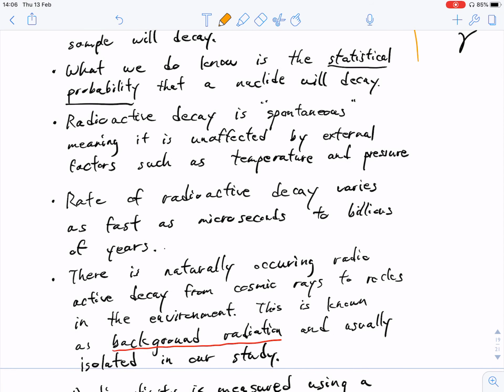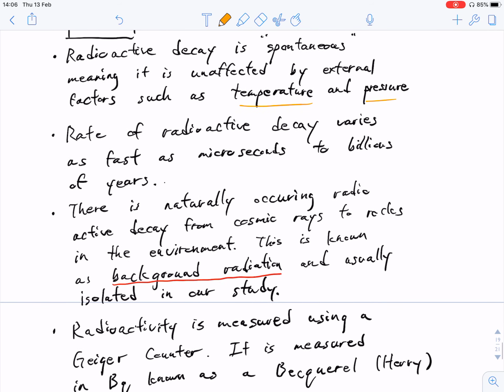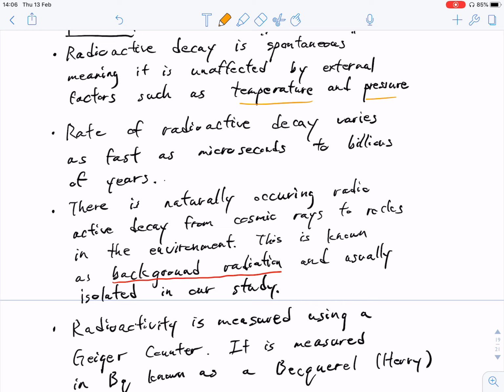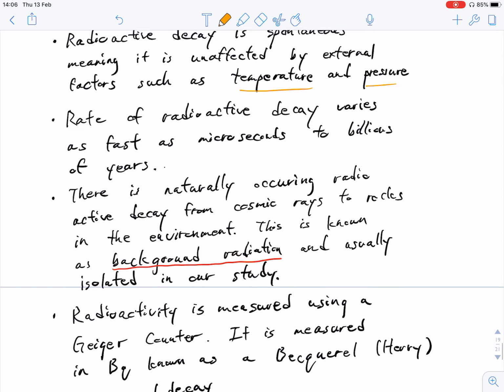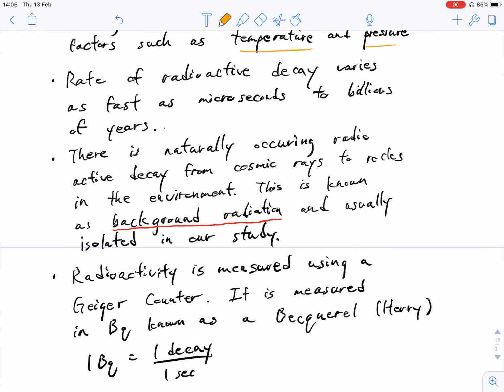Radioactive decay is a spontaneous event, meaning that it's unaffected by external factors such as temperature or pressure. Radioactive decay can take anywhere from microseconds to billions of years. So this really depends on the element that you've got.